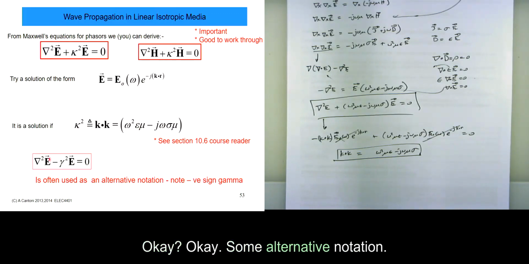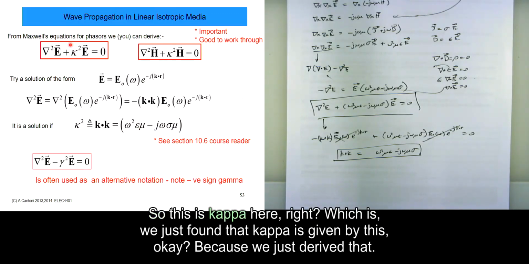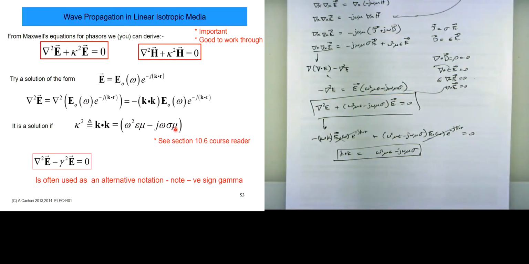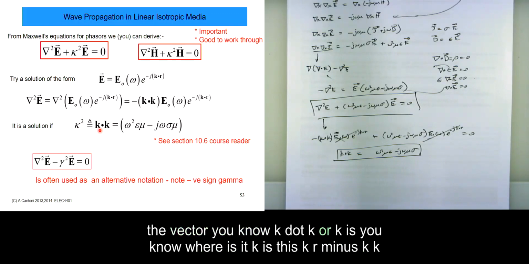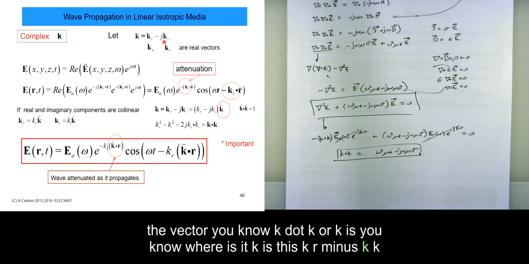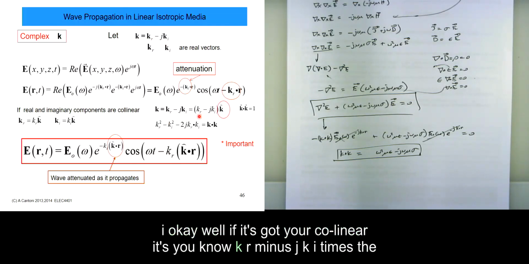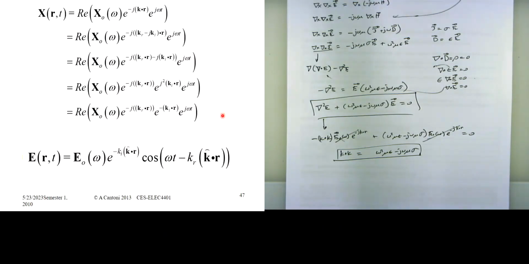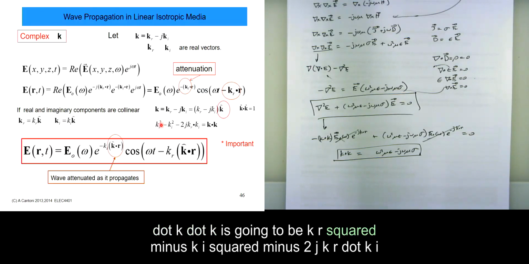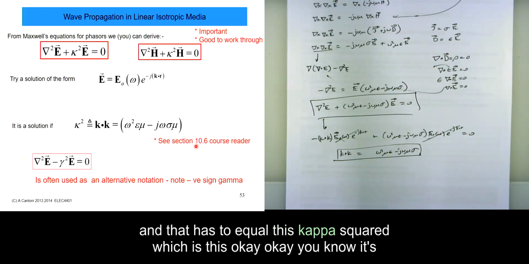Some alternative notation: this is kappa here, which is given by this, because we just derived that. Now k dot k, well, k is the vector. K is this: k_r minus j k_i. Or if it's collinear, it's k_r minus j k_i times the unit vector in the k direction. That's what k is. So k dot k is going to be k_r squared minus k_i squared minus 2j k_r dot k_i, and that has to equal this kappa squared, which is this.